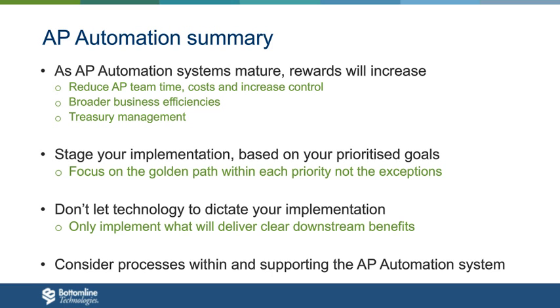We want to talk about don't let the technology dictate your implementation. There's an awful lot of stuff out there when people talk about AP automation in terms of wonderful things that systems can do. But once again, let's keep track of exactly what your personal goals are, your personal benefits are. It's going to change very much between various companies. Okay, and ultimately only implement the things in the system which are going to give you clear downstream benefits, where you can really measure the return that you're going to get on the investment.